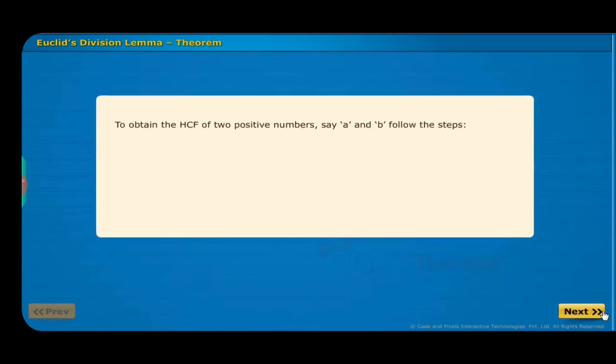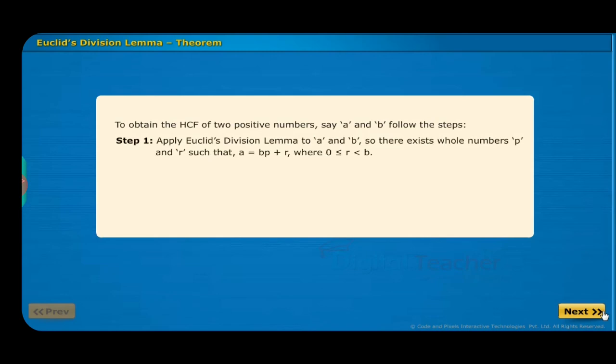To obtain the HCF of two positive numbers, say A and B, follow these steps. Step 1: Apply Euclid's division lemma to A and B. So there exist whole numbers P and R such that A is equal to BP plus R, where 0 is less than or equal to R, which is less than B. Step 2: If R is equal to 0, B is the HCF of A and B.